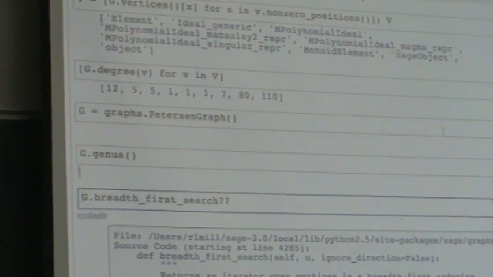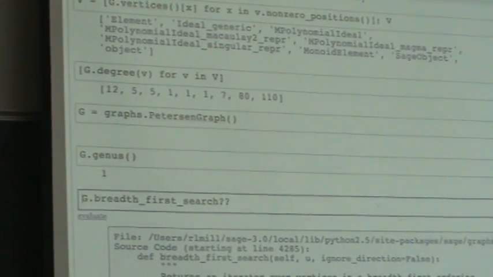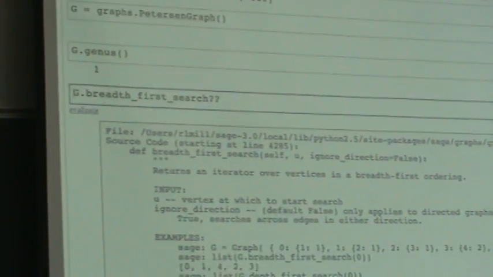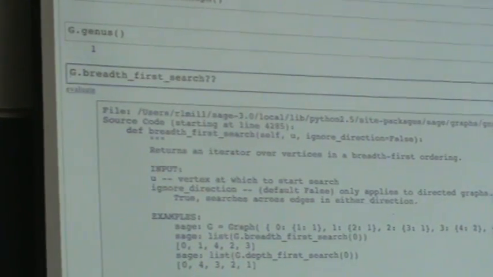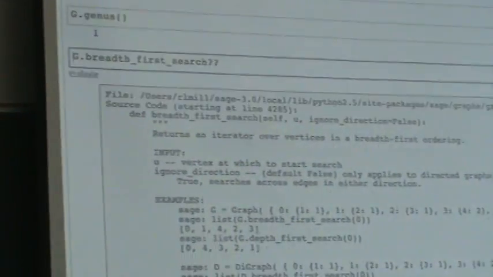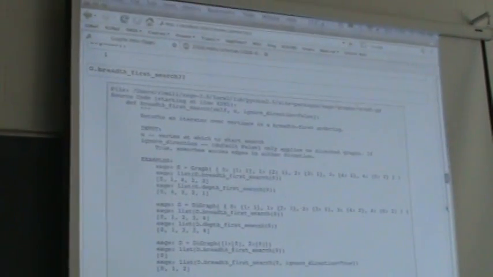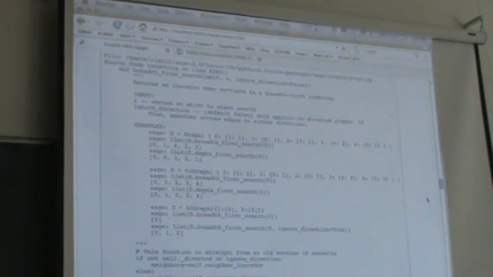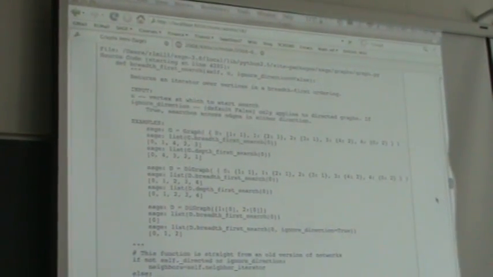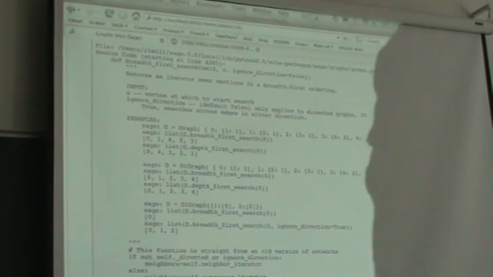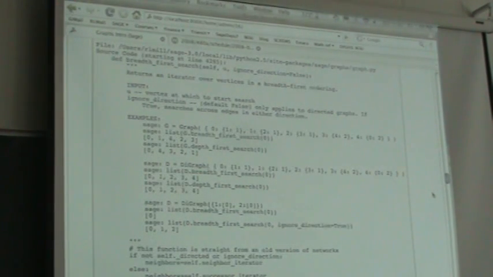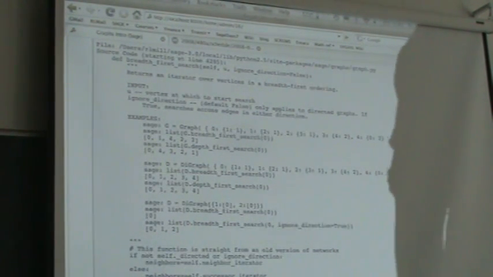Okay, so let's go back to more basic graph theory. I'll skip over the genus for now, because it's not so basic. So there aren't very many computer science majors here, right? Oh, there are. I remember hearing that the majority were math people, but you've probably heard of a breadth-first search.